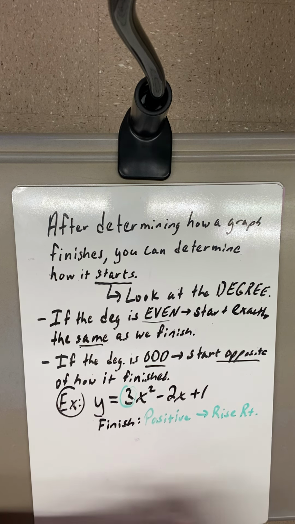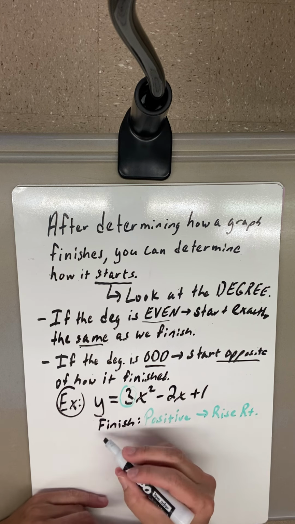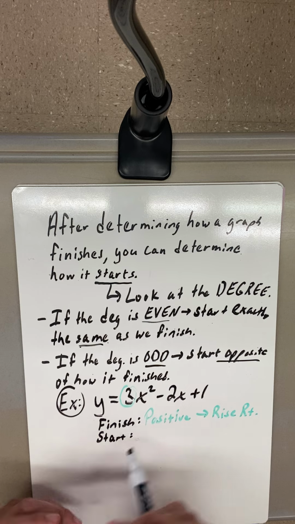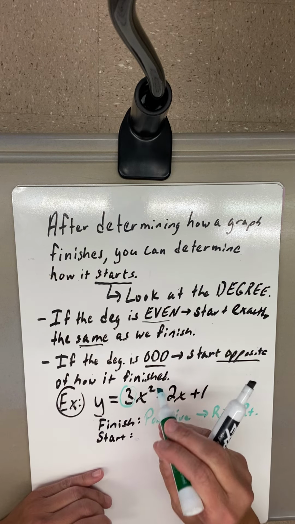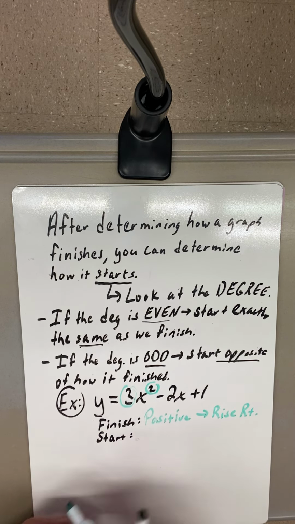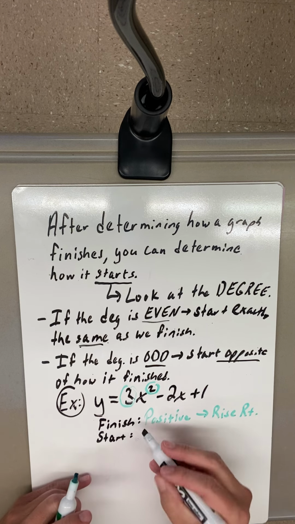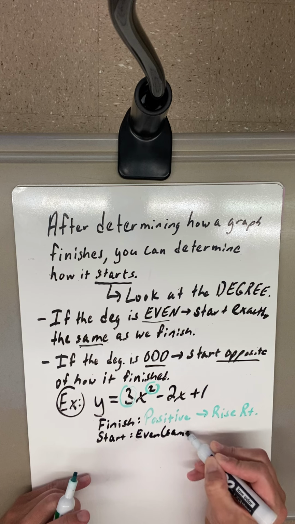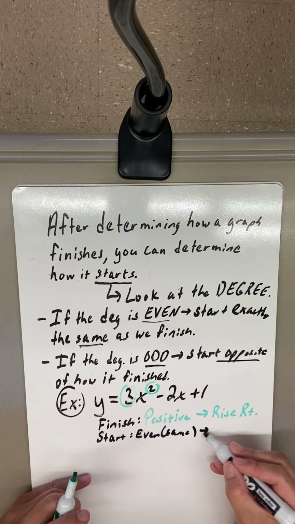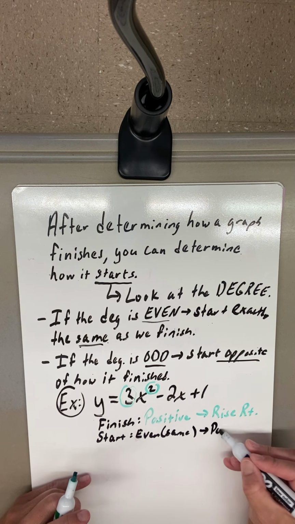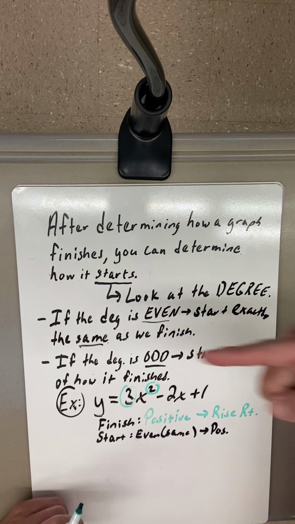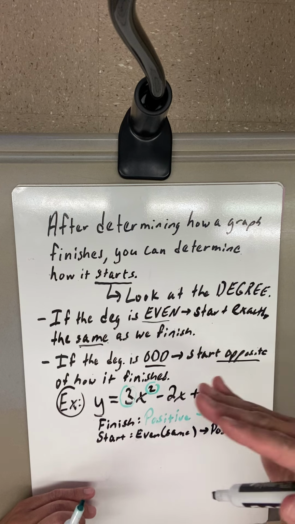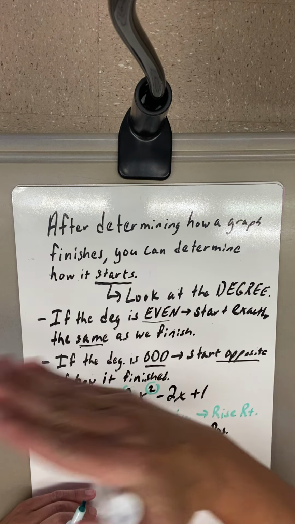All right, now we're going to tell how the graph starts. And remember, to tell how it starts, we're going to look at the degree. So the degree on this problem is 2. Remember, degree is the highest exponent. 2 is even. If you and I are even, we are the same. So if we finish positive, we're going to start positive. Now, how do you start positive? The start of the graph is to the left. Remember, you read a graph left to right. So if I'm starting positive, it means I'm going to rise to the left.